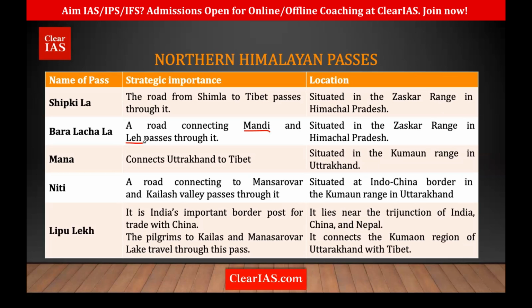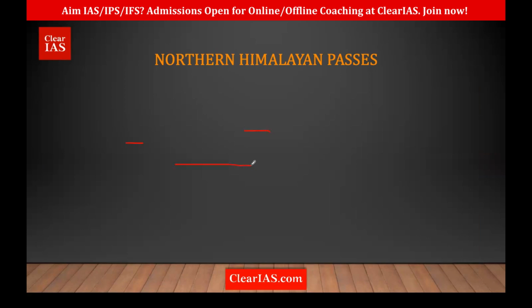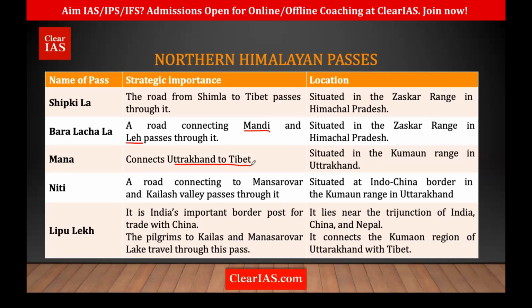And next is Mana. Mana connects Uttarakhand to Tibet. So we have Shipkila and Baralachala. These both are in Himachal Pradesh. Then we come to Mana, Nithi, and Lipulek. These three are in Uttarakhand. So these two are Himachal Pradesh, and these three are in Uttarakhand. If we're talking about Mana, it connects Uttarakhand to Tibet. It is also on the border. It is in Kumaon ranges.